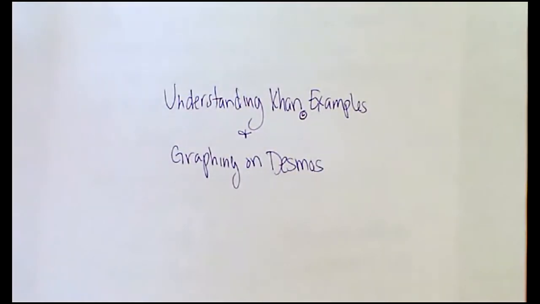Today we are going to look at examples and understand what the variables are and how the problem is written. Then I'm going to show you how to graph it on Desmos and where to find the answers, so that you can understand the problem and the numbers that are being assigned to each variable. So without further ado, let's go.